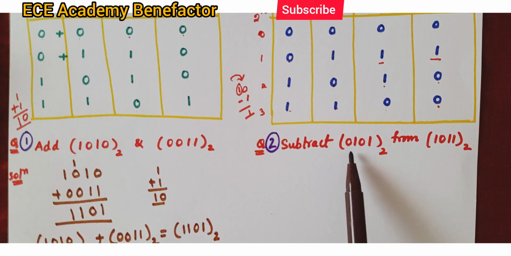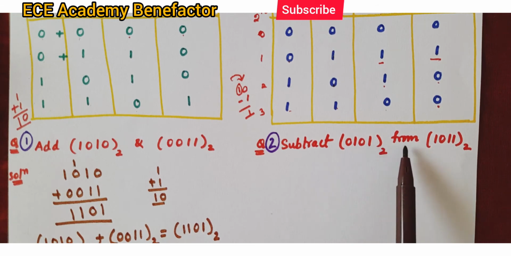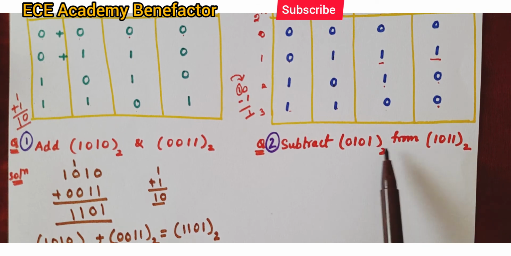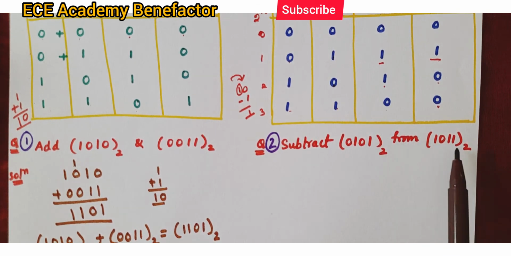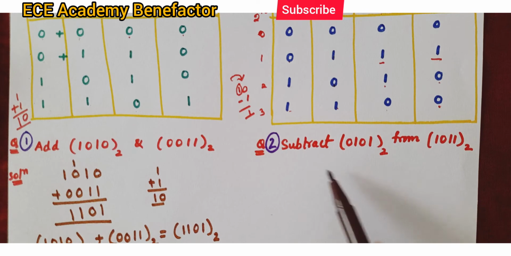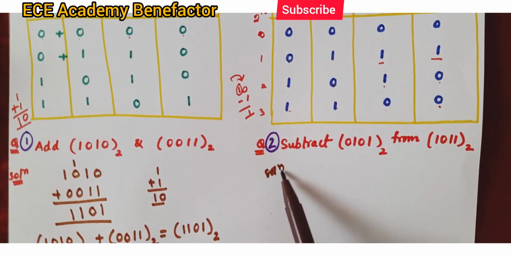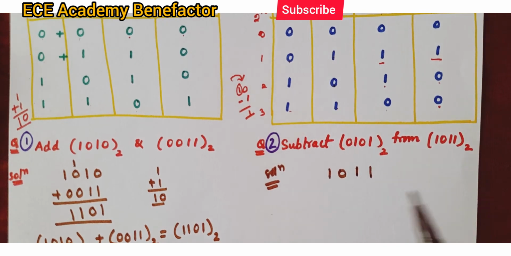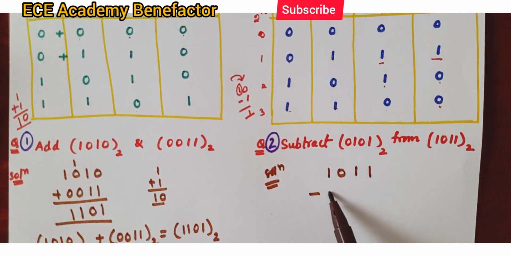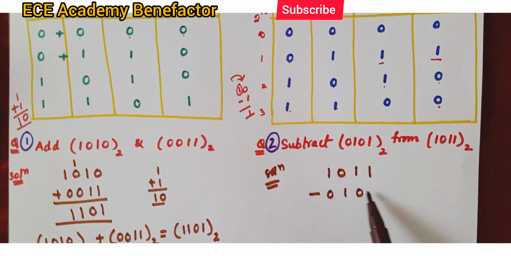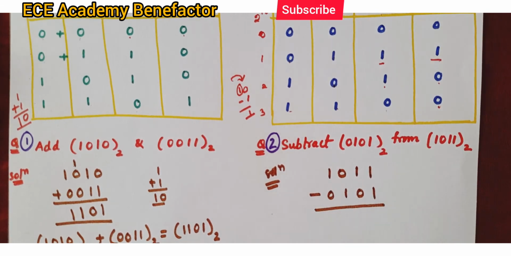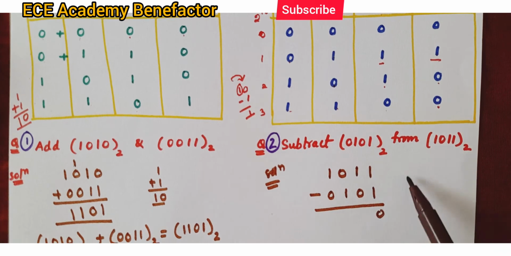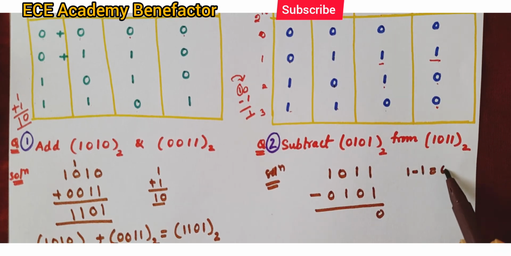Subtract 0101 from 1011. Base is 2, so they are binary numbers. So I have to write this one on the top: the number 1011. You have to subtract 0101 from it. Okay. So what is 1 minus 1? 0. 1 minus 1 is 0.